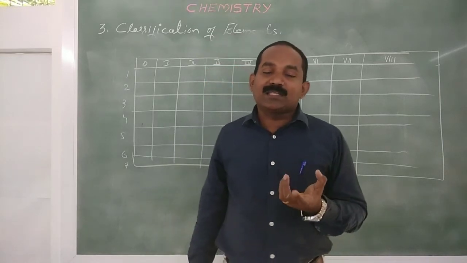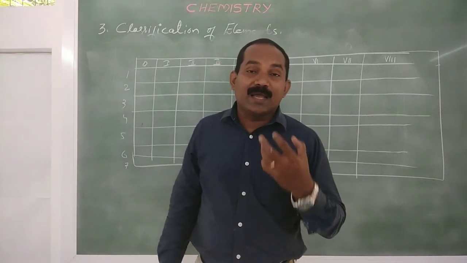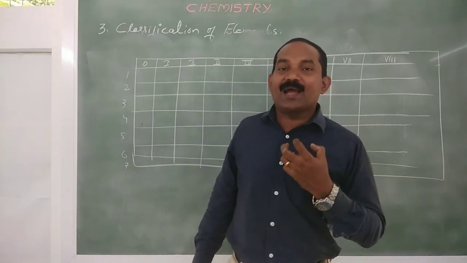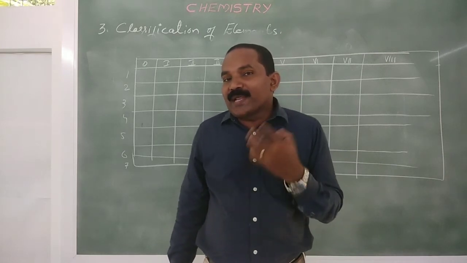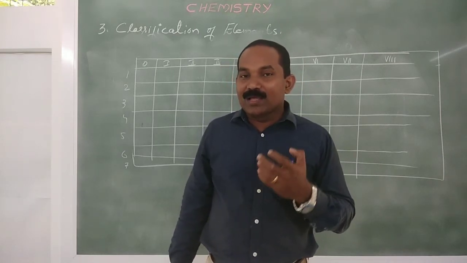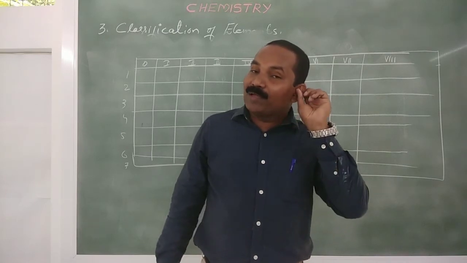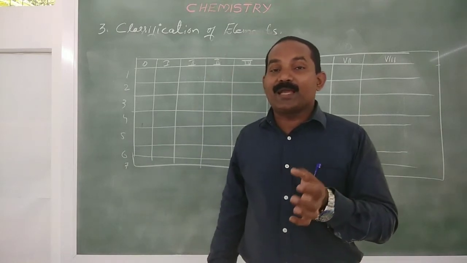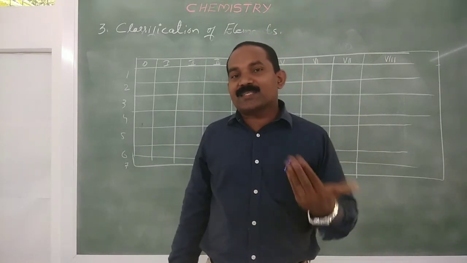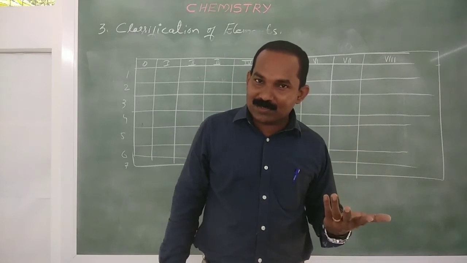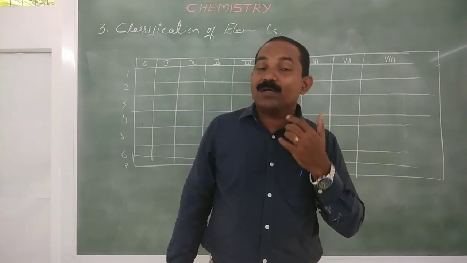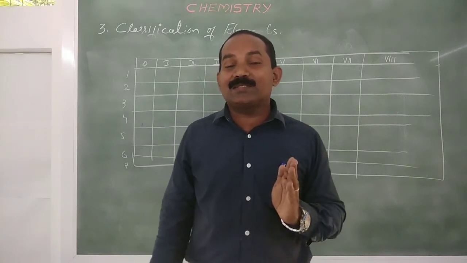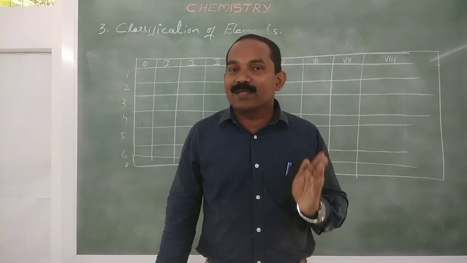The merits of the Mendeleev periodic table: he classified the elements according to atomic weight. That is one of his merits. The second merit is that he predicted some elements, Eka-aluminum and Eka-silicon. Later the elements were found, with properties exactly similar to the properties described by Mendeleev.